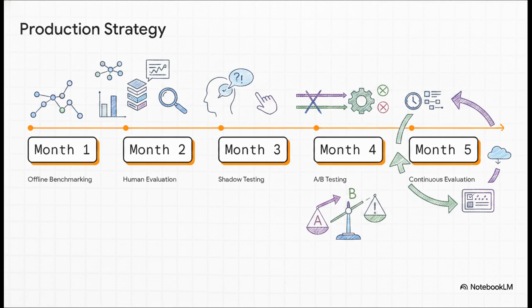You might spend month 1 entirely in the lab doing offline benchmarking against your datasets. Month 2 brings in human evaluation. Month 3 is shadow testing, where the AI runs parallel to live systems but doesn't interact with actual users yet. By month 4, you're running live A/B testing, and by month 5, you are deep in the phase of continuous evaluation, monitoring those logs every single day.